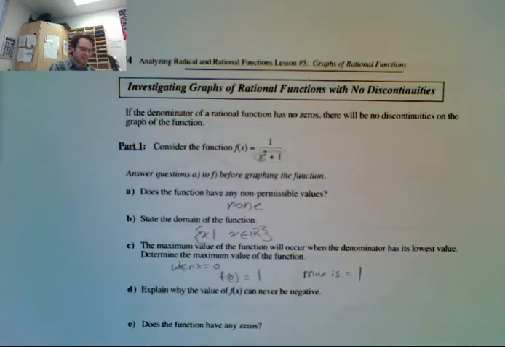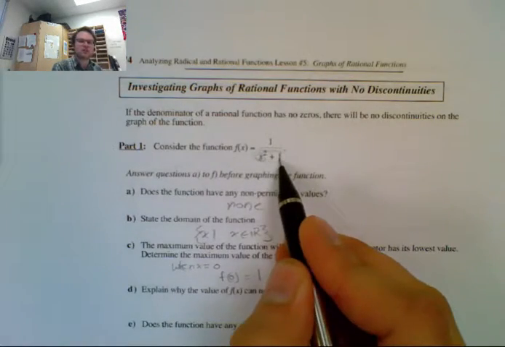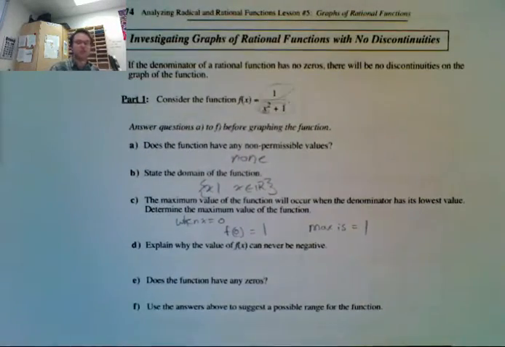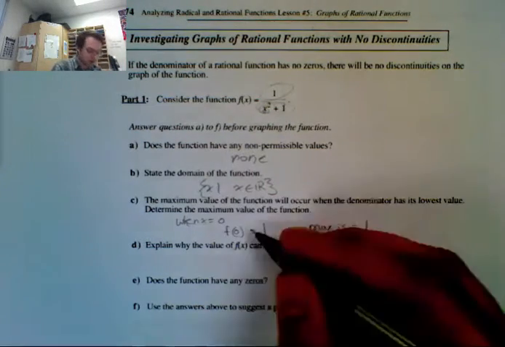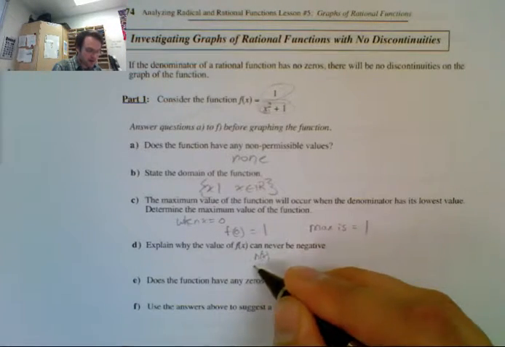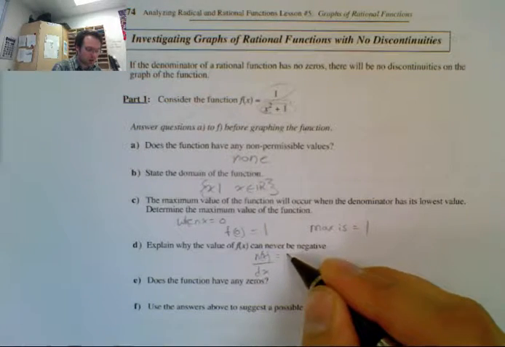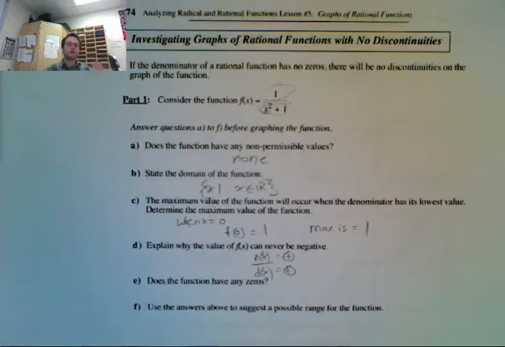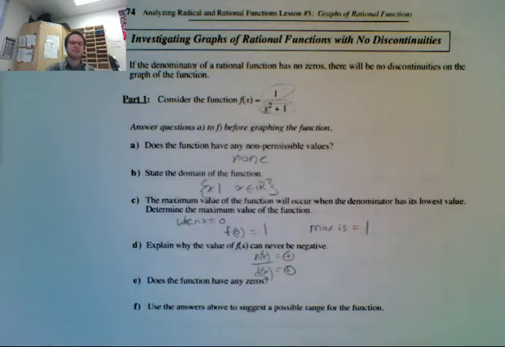Now it says, explain why the value of f of x can never be negative. Well, no matter what, when we square a negative, it's going to be a positive, and my numerator is a positive. Both n of x and d of x are positive, and that's why. So both my numerator and denominator are positive, therefore I can never get a negative. Does this function have any zeros? Well, I can never make it equal to 0, so no.